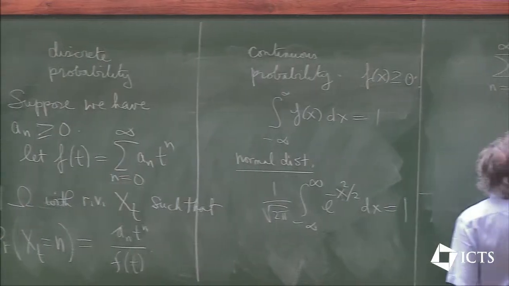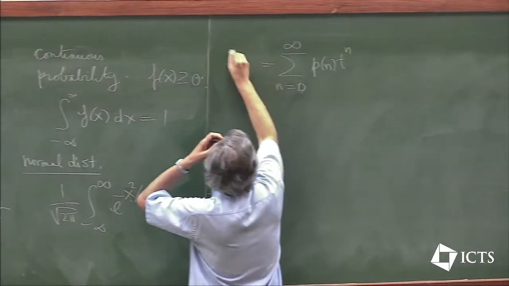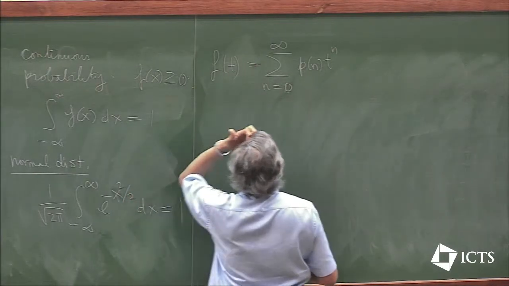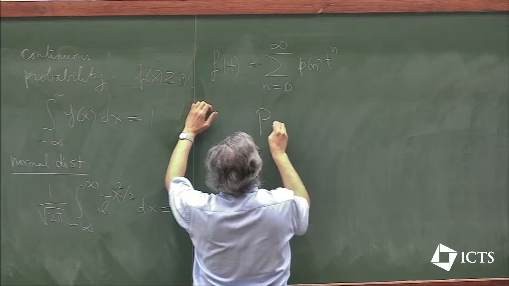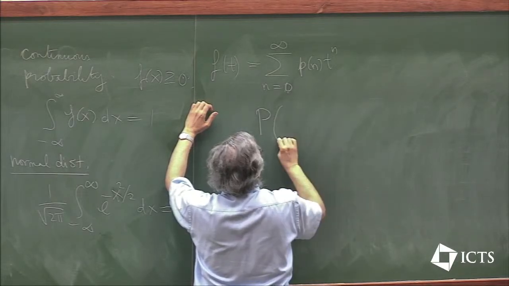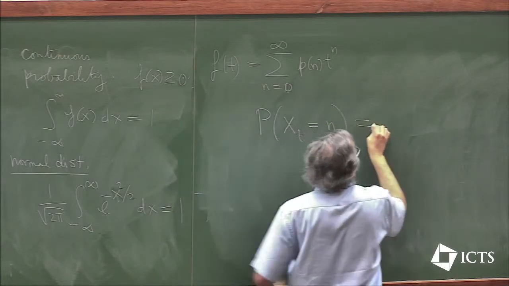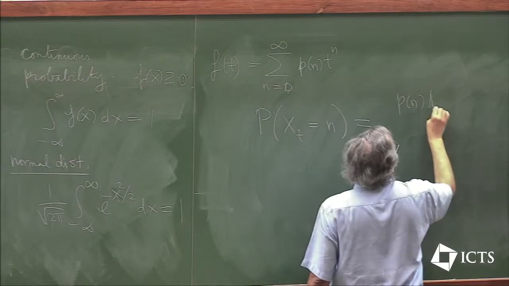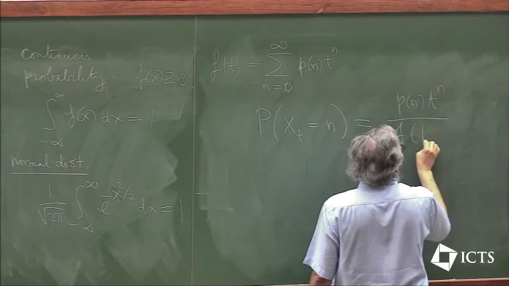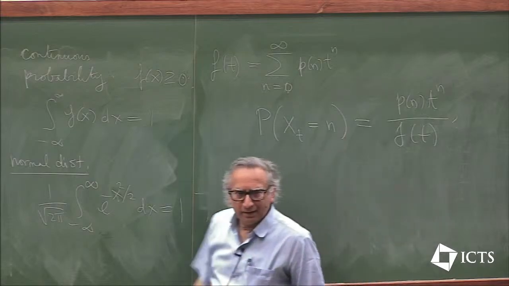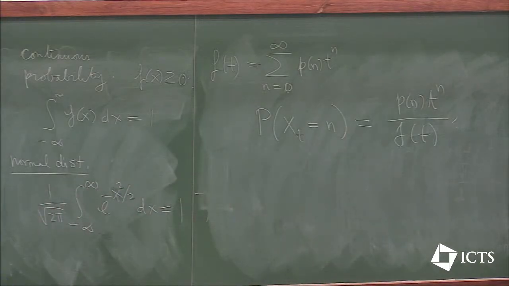Anyway, the idea here is to consider the partition function. Let's call this f of t. And think of the probability distribution x_t equals n given by p of n t to the n over f of t. Okay, so envisage a random variable x_t such that the probability of x_t is equal to p of n t to the n. And so the Bias-Duarte theorem is the following.